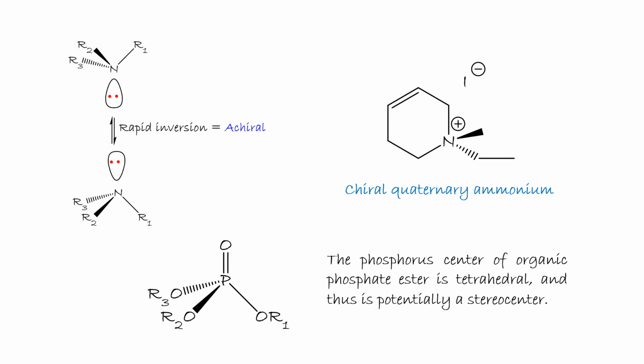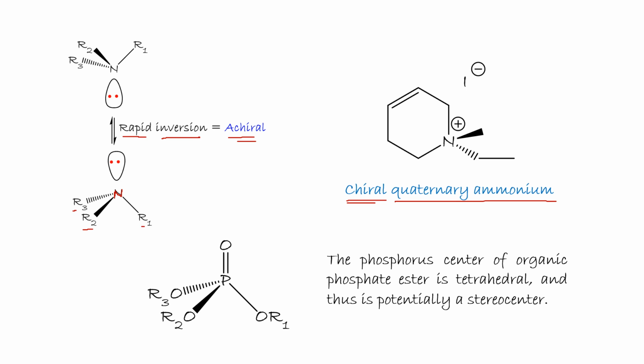In a trialkylamine, where you have a lone pair and R1, R2, R3, we cannot consider these molecules chiral, even though you have a nitrogen center with 4 different groups, including the lone pair. Why? Because of the rapid inversion between these 2 enantiomers. That's why it is achiral. If you convert the trialkylamine to a quaternary ammonium salt with 4 different groups, then you get chiral molecules.